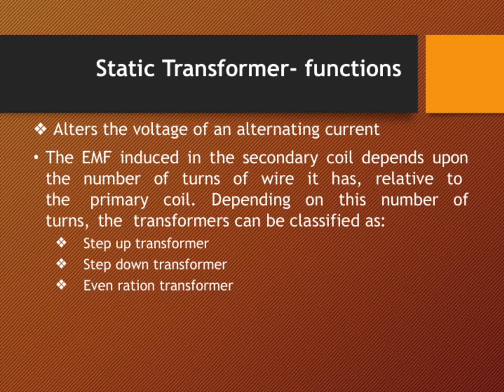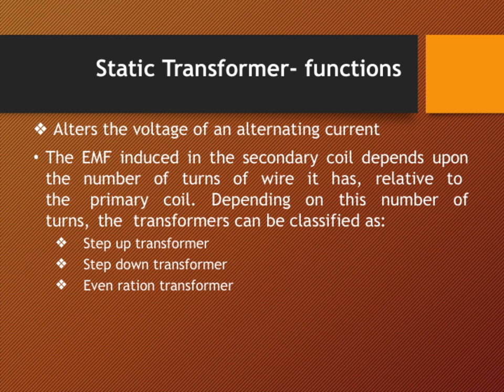Let's talk about how transformers work to alter the voltage of an alternating current. The key idea here is that the electromotive force, or EMF, induced in the secondary coil depends on the number of turns of wire it has compared to the primary coil. This relationship is crucial because it determines whether the transformer steps up or steps down the voltage. Depending on the number of turns, we classify transformers into different types.